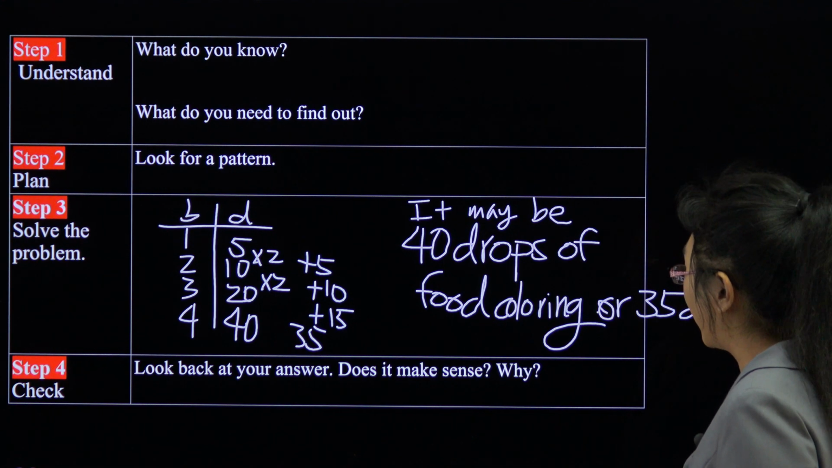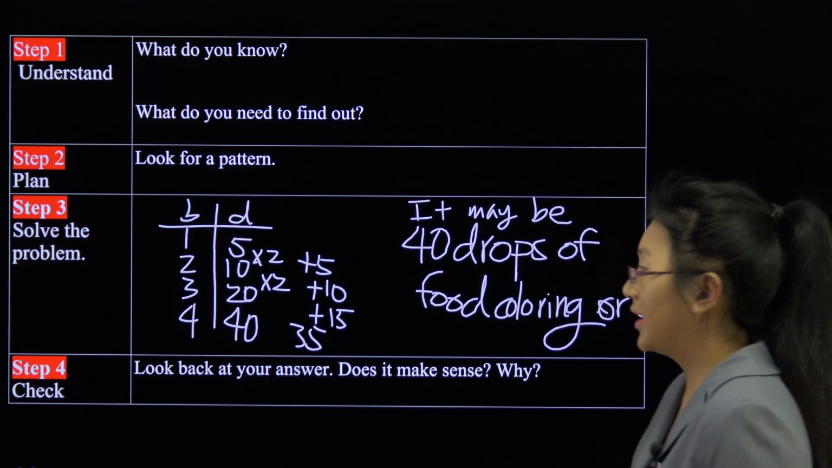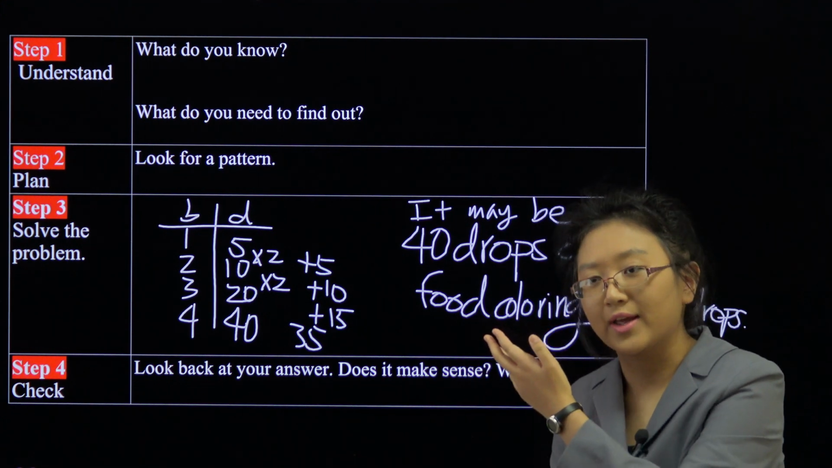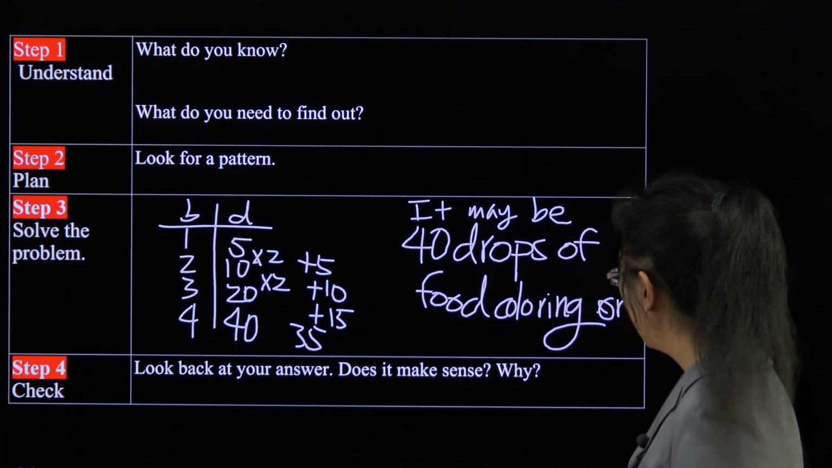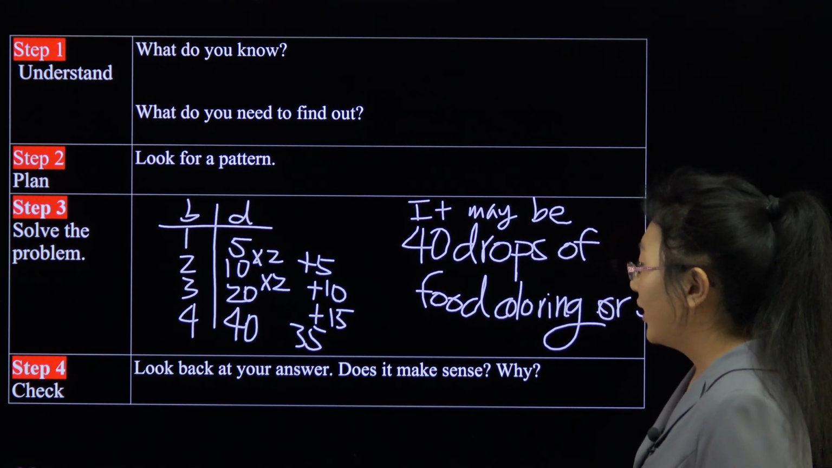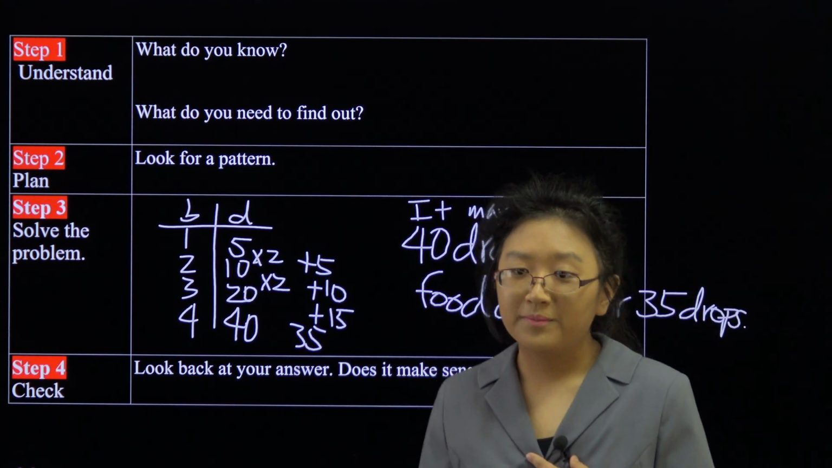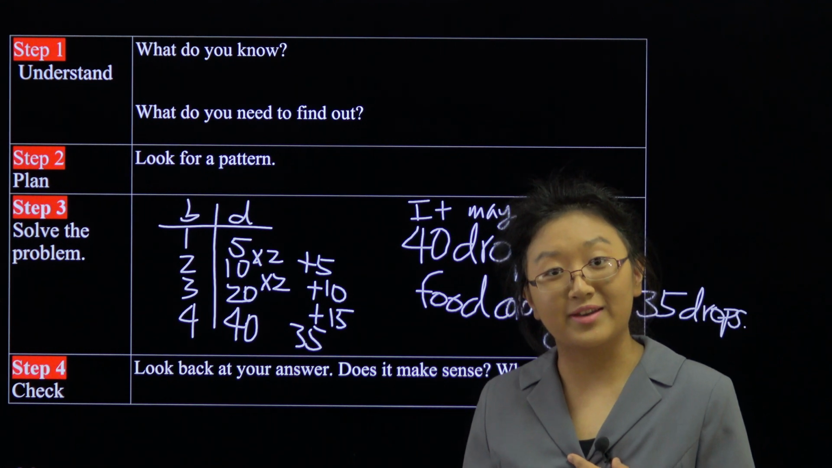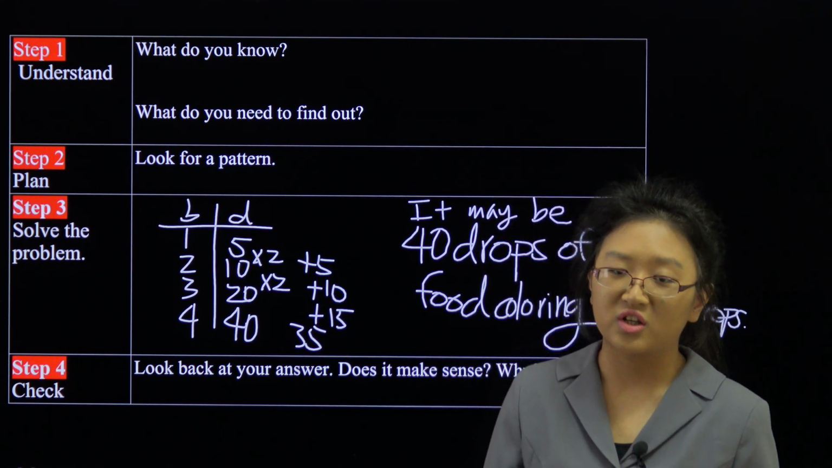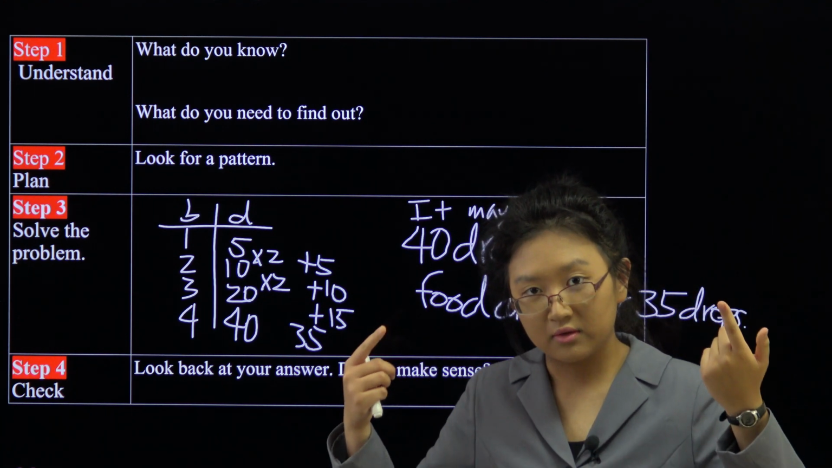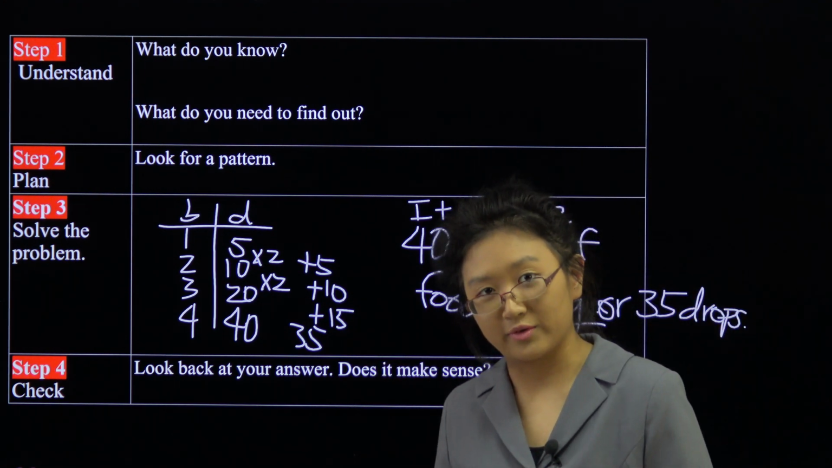Of course, nobody actually puts 40 drops of food coloring into one bowl of icing unless it's a ginormous bowl. But then again, math, I've told you this before, and I will tell you it again. In math, reasonableness isn't so much logical reasonableness. It's more mathematical reasonableness.